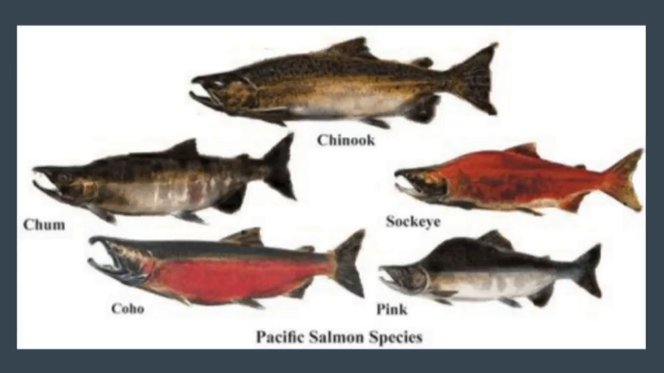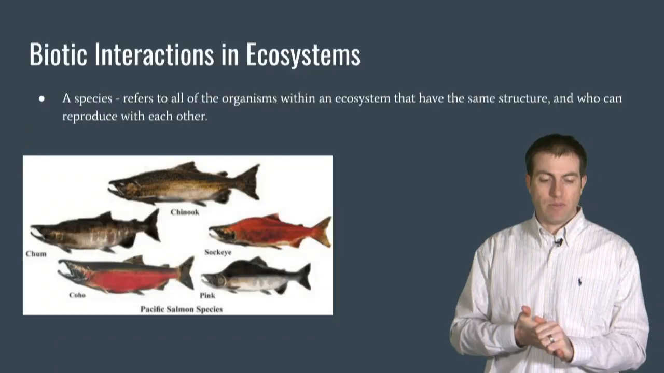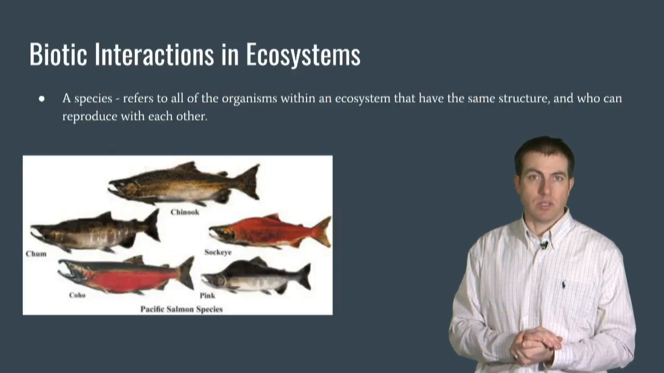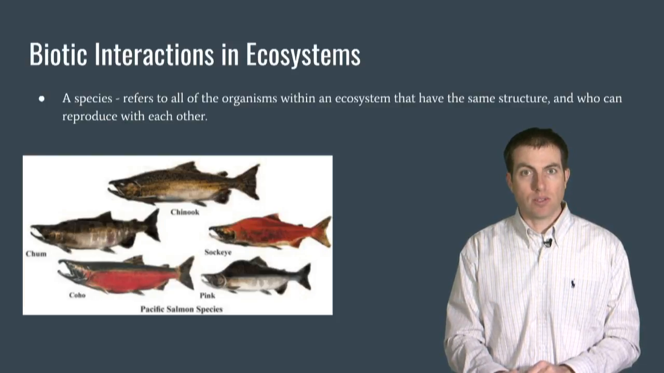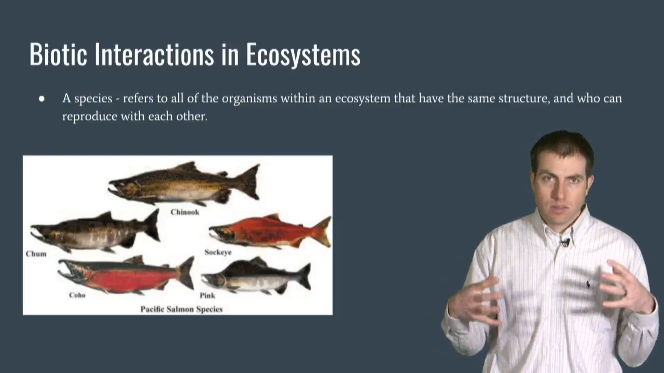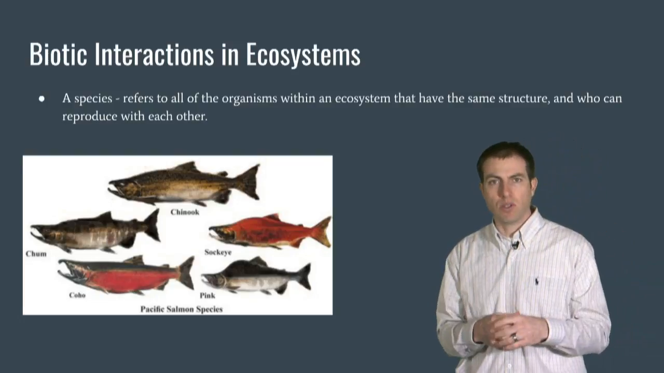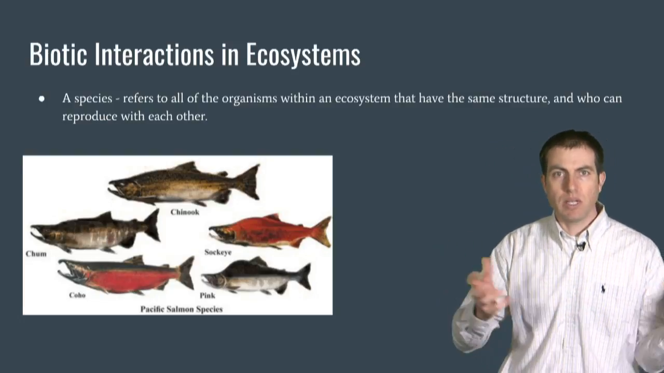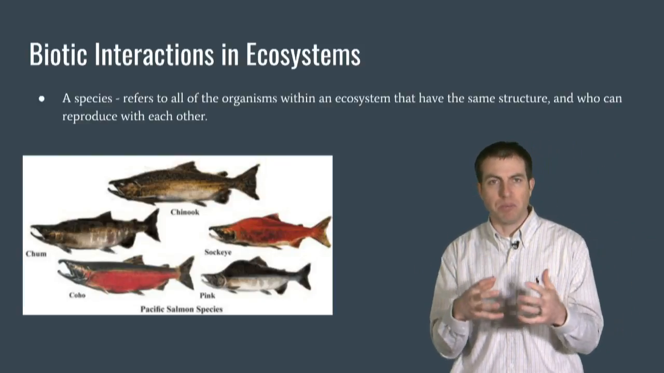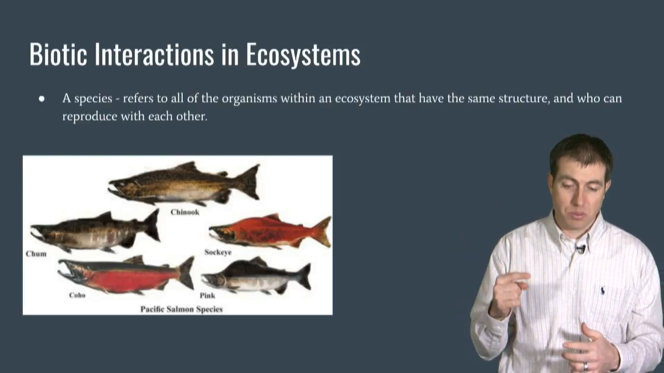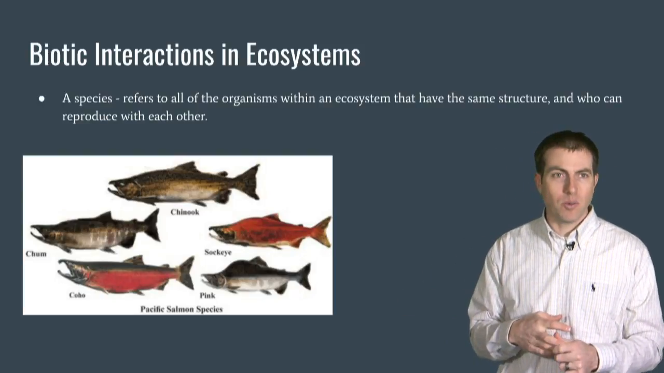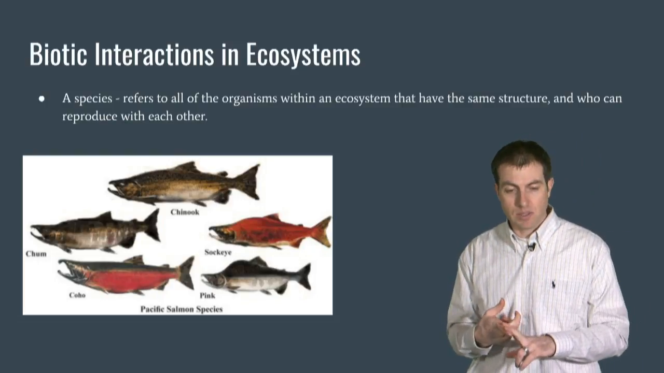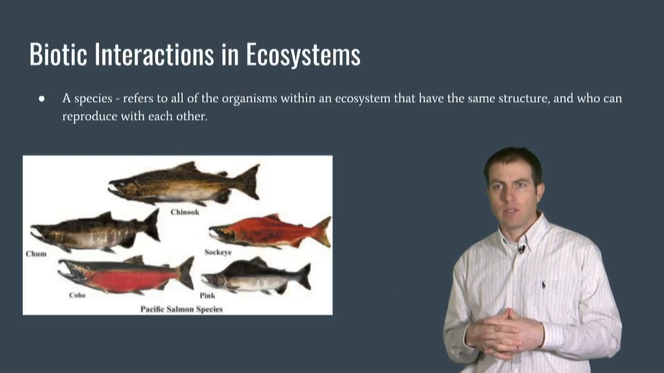Chinooks, chum, sockeye, coho, and pink. Salmon species. We have human species. We could have different species of things like dogs and cats. What happens when you cross species? Anyone ever thought of what happens when you cross different types of animals that aren't supposed to be able to breed properly? Because when we define species, we say that they can reproduce with one another. Is anybody familiar with some species that can't reproduce?